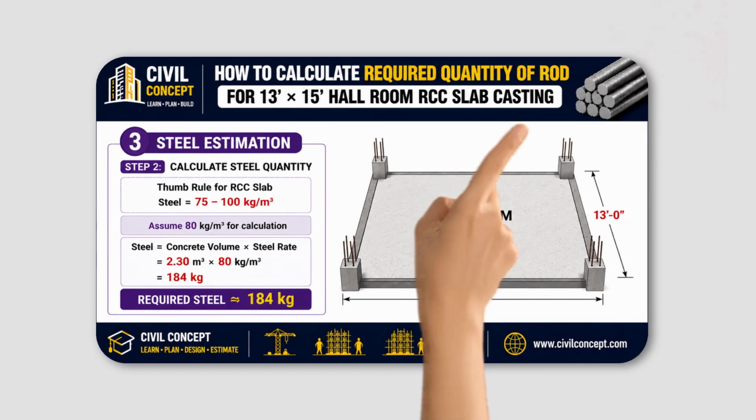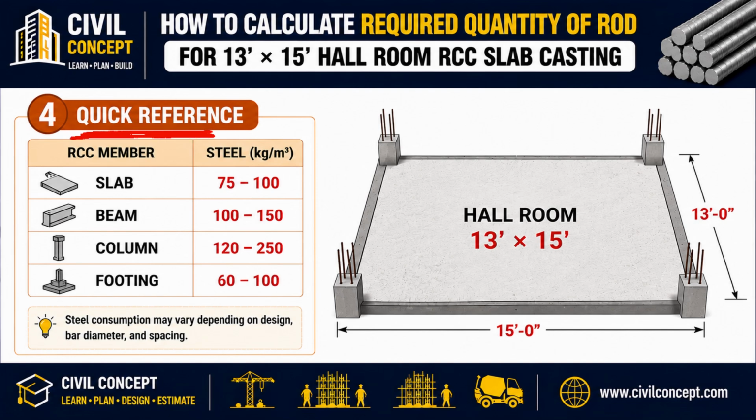184 kilograms. For better understanding, let's look at the standard steel consumption range used in RCC construction. For RCC slabs, steel consumption is generally 75 to 100 kilograms per cubic meter. For RCC beams, it ranges from 100 to 150 kilograms per cubic meter. For RCC columns, it ranges from 120 to 250 kilograms per cubic meter. And for RCC footings, it ranges from 60 to 100 kilograms per cubic meter.